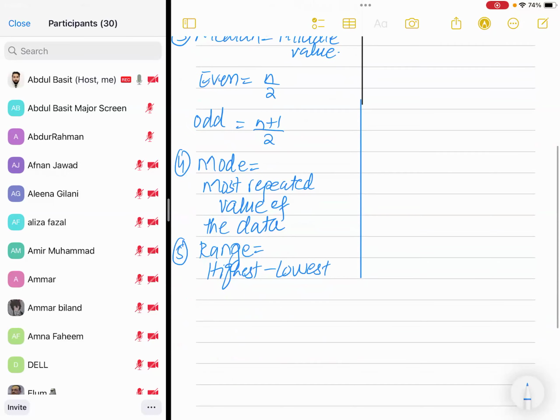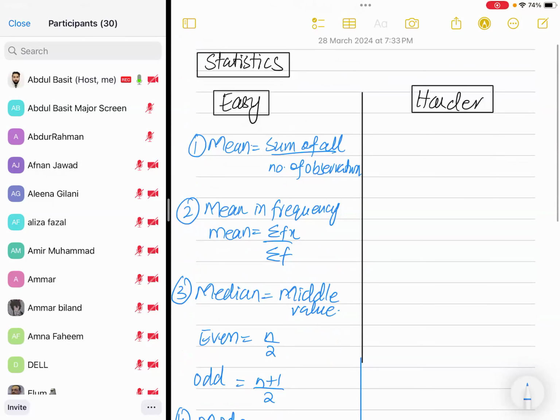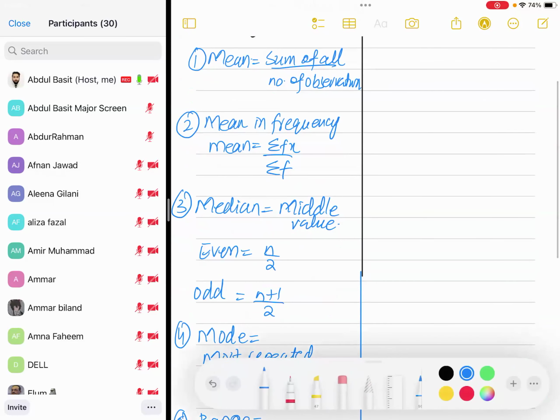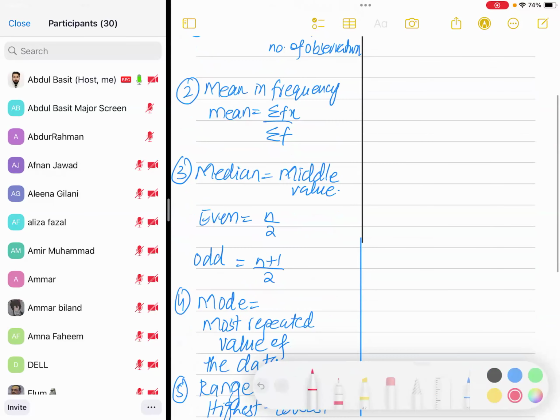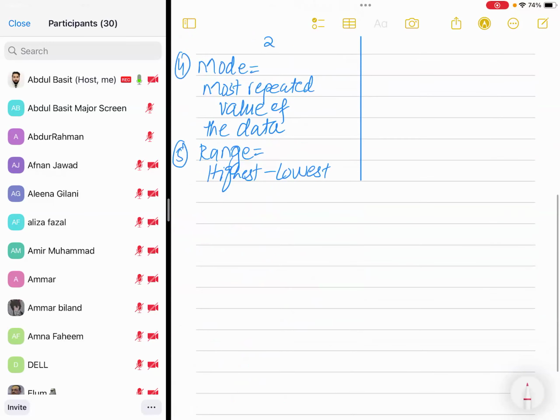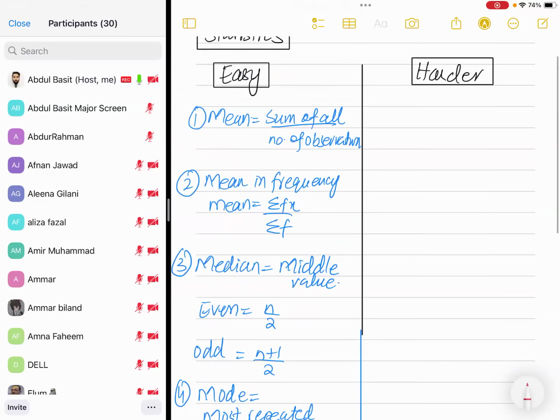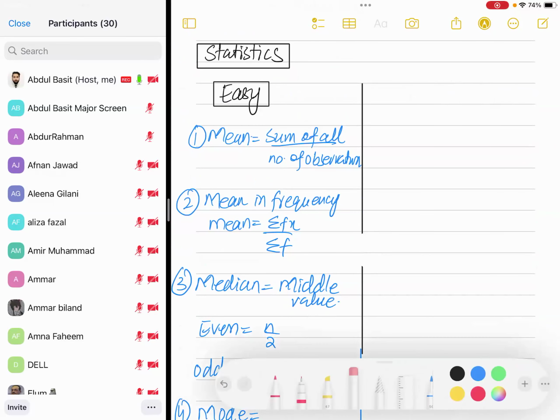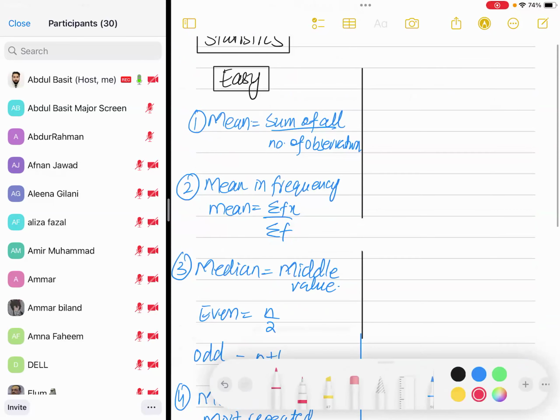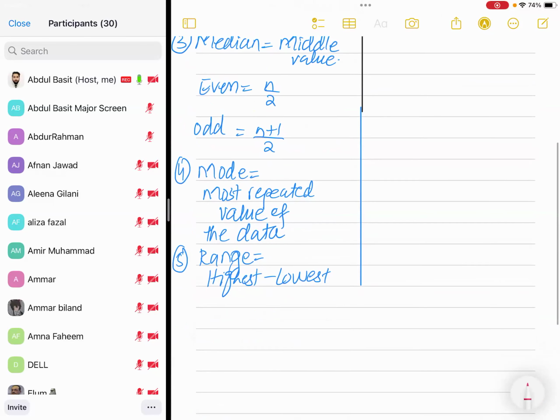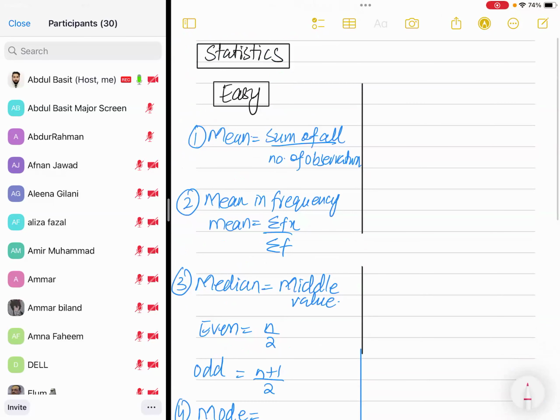Now, what is the harder portion of the statistics? Let me sum up the easy portion first. So let me erase this line from this point. But after the fifth concept, we have the sixth concept in this chapter, and that is easy as well. It is a pie chart.